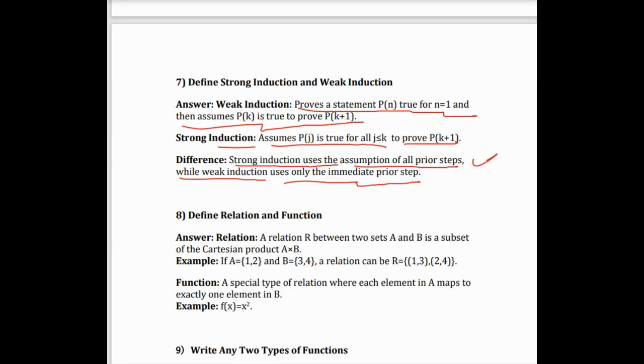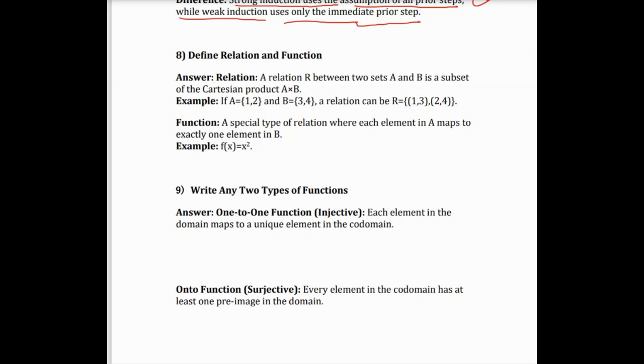Okay. Then the next question, number 8: define relation and function. What is a relation? A relation is nothing but a connection between two sets. If you take two sets A and B, A is 1, 2, and B is 3 and 4. The Cartesian product of A and B: a relation R between sets A and B is a subset of the Cartesian product A cross B. So for example, if A is 1, 2, and B is 3, 4, then we can write it as (1,2), (2,2), and (2,4). So that will be the relation, for example.